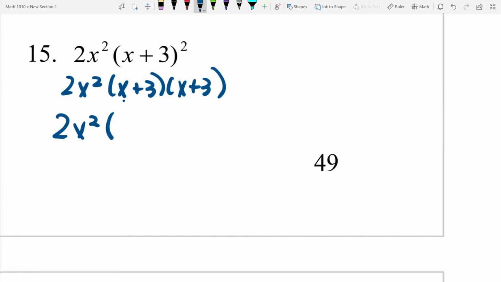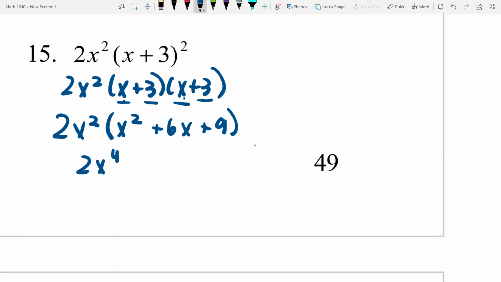Okay, look. X times x is x squared. When I do outside x times 3, I get 3x. I'm holding that in the back of my head. When I do inside 3 times x, I get 3x. So now I have 3x and 3x, which gives me what, everybody? 6x. And then 3 times 3 is 9. If you can do that in your head, go for it. Just don't miss it. Now distribute the 2x to the second, and you get 2x to the fourth.